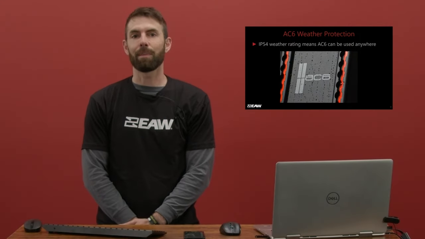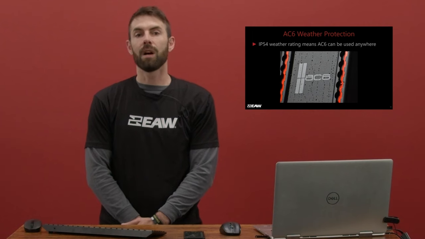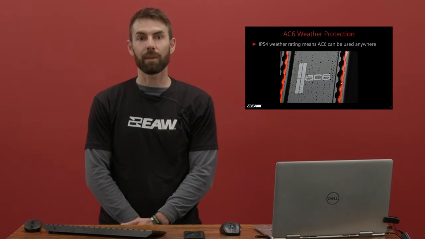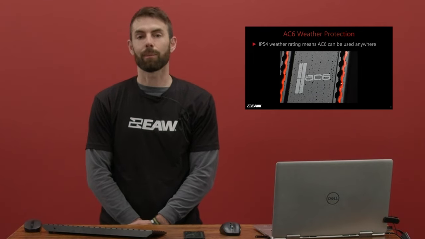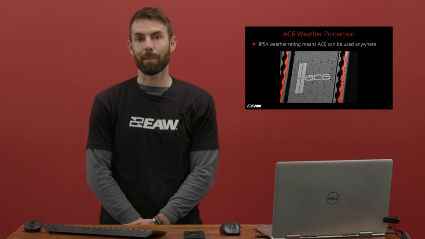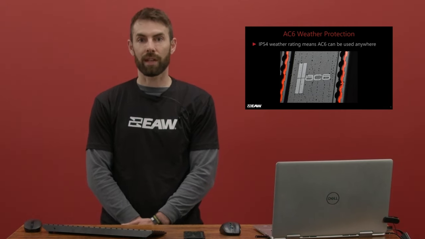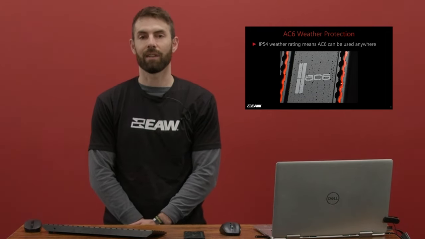AC6 utilizes an IP54 weather rating. This means AC6 can be used anywhere. Unprotected powered loudspeakers can easily be damaged by moisture, light rain, or other unpredictable elements. AC6 has an extruded aluminum chassis, stainless steel mesh protected front grille, hydrophobic fabric, and conformal coated electronics to allow it to operate in any weather conditions an audience will be able to withstand.